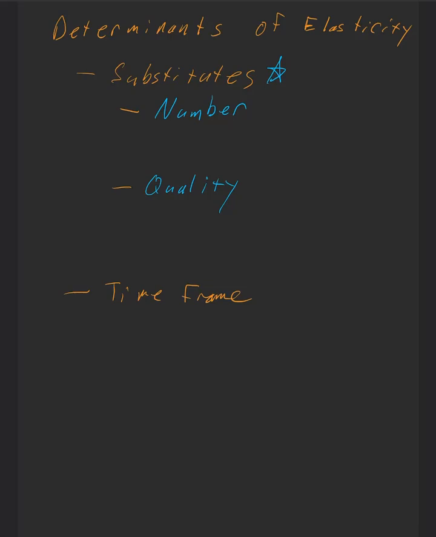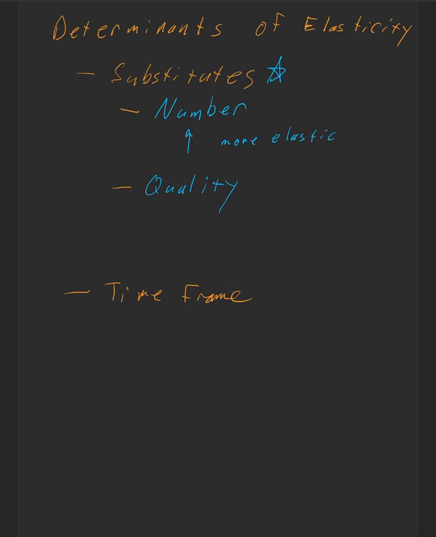Eating at home is a substitute for eating out. There's a wide variety of things available to you. So that's a high number of substitutes, right? So a high number of substitutes will make you more elastic, more sensitive.